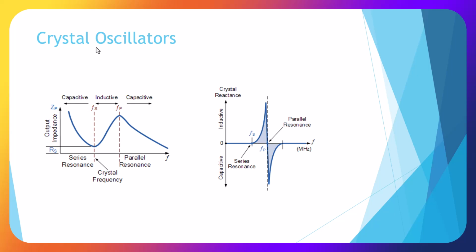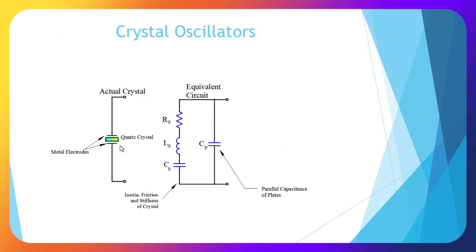Here's a diagram of a crystal oscillator that's resonant, and it's going between capacitive and inductive. And this is based on its resonant frequency. And here we're showing the series resonance and parallel resonance at its resonant frequency. Here's a schematic symbol for a quartz crystal with the metal electrodes, and the equivalent circuit would be an RLC actually, with a parallel capacitance based on the metal plates.